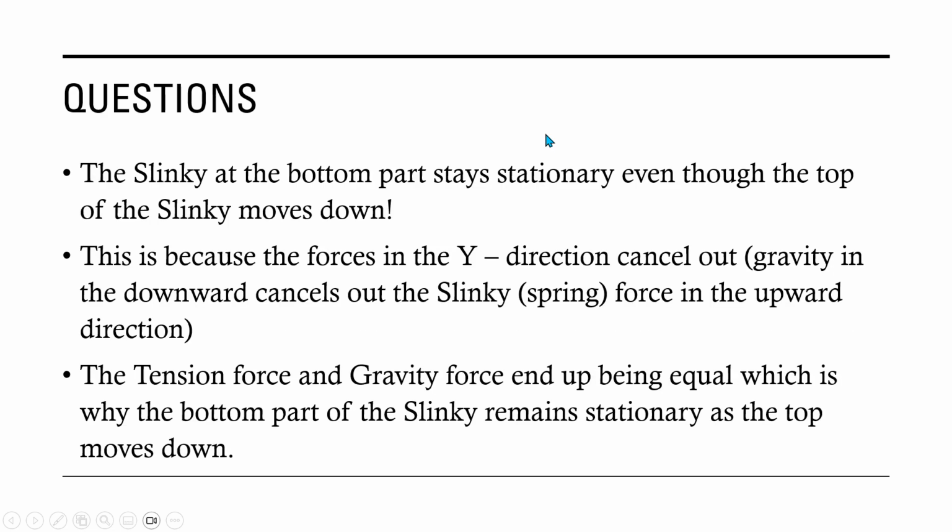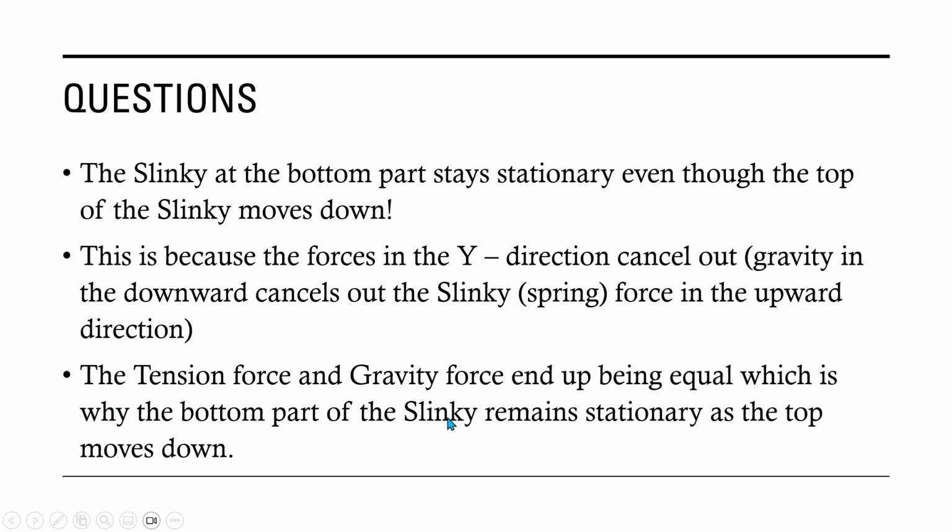So if you look at our actual questions, the slinky at the bottom part stays stationary even though the top of the slinky moves down. This is primarily due to the forces in the y direction cancelling out. So we have the gravity in the negative y hat direction, and in the positive y hat direction we have the spring force, or like the tension force of the slinky upward. So these two cancel out basically.